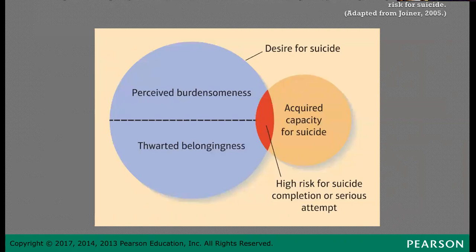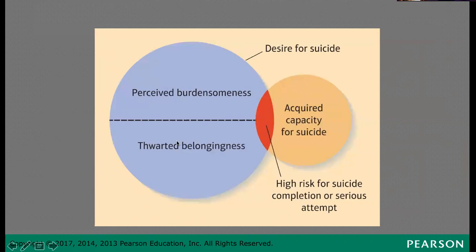So, the foundation of this theory: people die by suicide because they can and because they want to. So Tom thinks there are two painful states that contribute to suicidal desire. Those are perceived burdensomeness: I'm a burden to other people, it would be better if I wasn't alive, it would be better that I die.